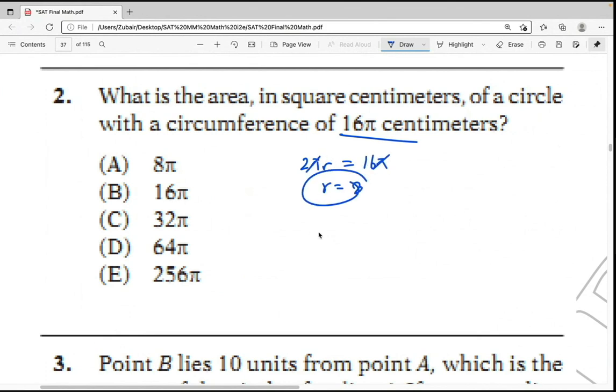When we have the radius of a circle, that means we have everything. So area is pi r squared. Would it be 16? Oh, 2r. Okay. So 64 pi. I thought it was asking us about the circumference. I didn't realize this was area.